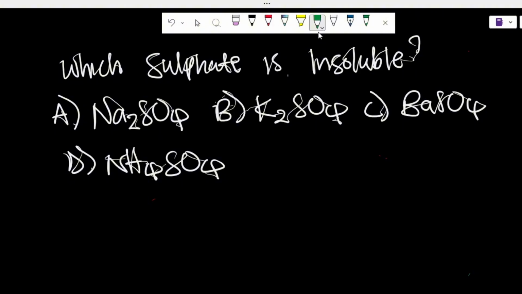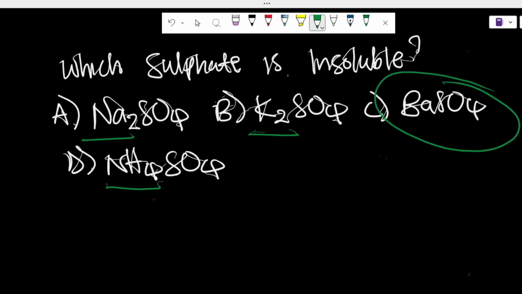So here's a question for you. Which sulfate or salt is insoluble among the 4 options here? What would you say? Now, remember that all the sodium salts, potassium salts, and ammonium salts are soluble. Just make sure you understand that any type of salt that you see, and it is a sodium, potassium, or ammonium salt, just know that it is soluble. So you can clearly see that this is the correct answer. Barium sulfate is an insoluble salt here.